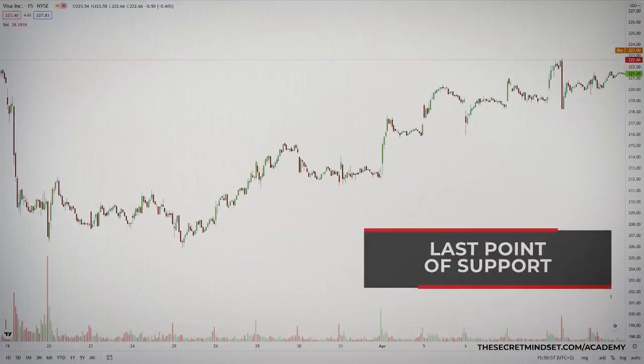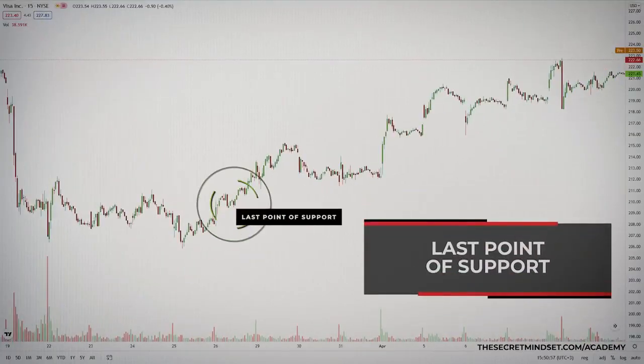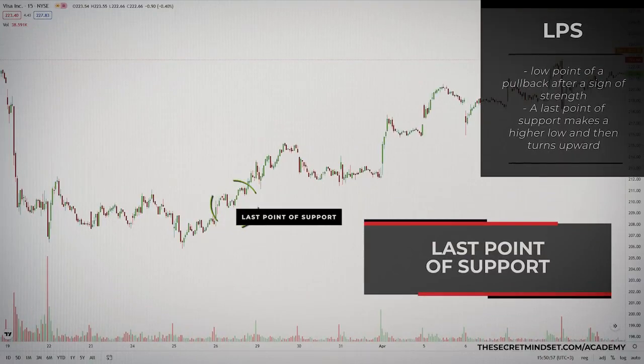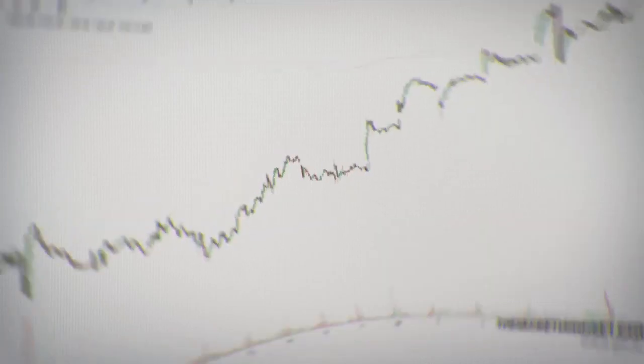The last point of support is the low point of a reaction or a pullback after a sign of strength. The last point of support is the final drive toward the bottom of the accumulation area before the uptrend begins. A last point of support makes a higher low and then turns upward.